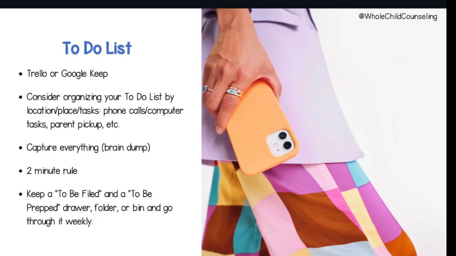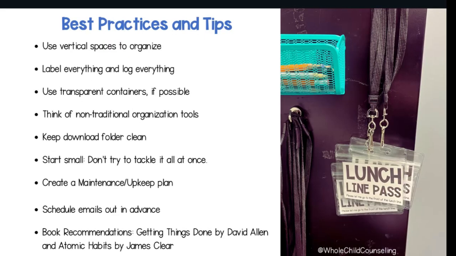The 2-minute rule is from the book Getting Things Done by David Allen, and basically he says if it takes less than 2 minutes to do, don't write it down, just do it right then. I don't always follow that rule, but I try to. And then I suggest keeping a to-be-filed folder, and even a drawer like in my rainbow cart, or a bin, and also a to-be-prepped one, and then go through it weekly and do it.